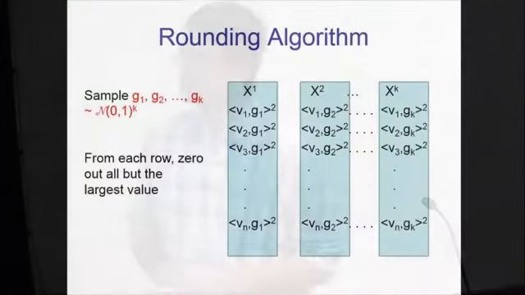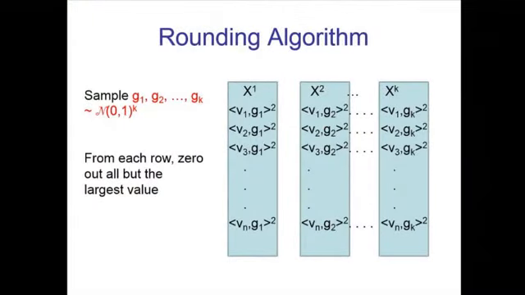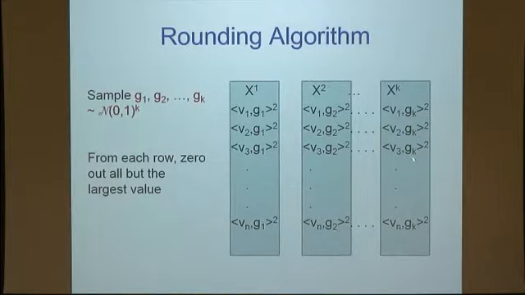Okay, so the rounding algorithm is very simple. You pick k random Gaussian vectors, g1 through gk. Let x1 be the projection of all the vi's on g1. Let x2 be the projection of all the vi's on g2, and so on. Let xk be the projection of all the vi's on gk.